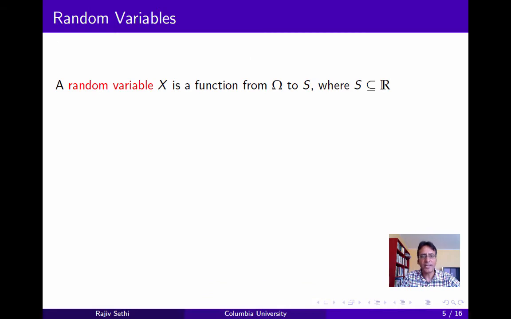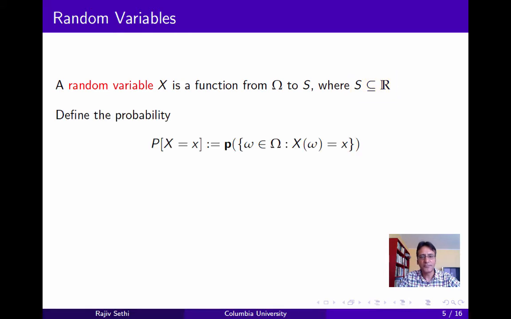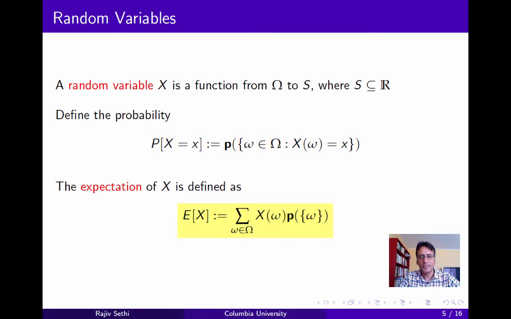A random variable X is a function from Ω to some subset of the real numbers, and the probability that the random variable takes a particular value x is simply the probability of the set of states ω whose image under the random variable is equal to x. The expectation of X is defined as the value of X at sample point ω times the probability of that sample point, summed across all points in the sample space.